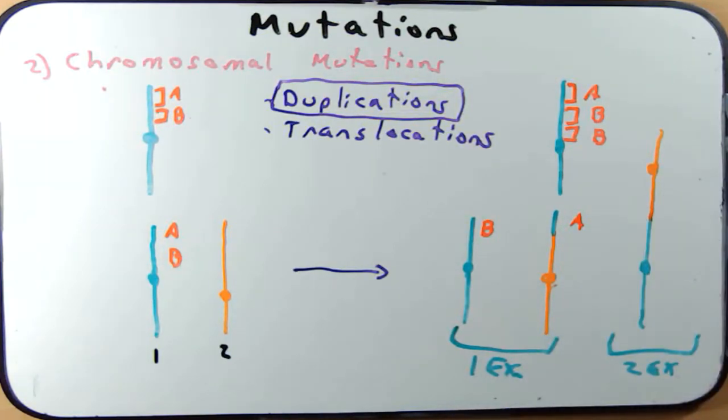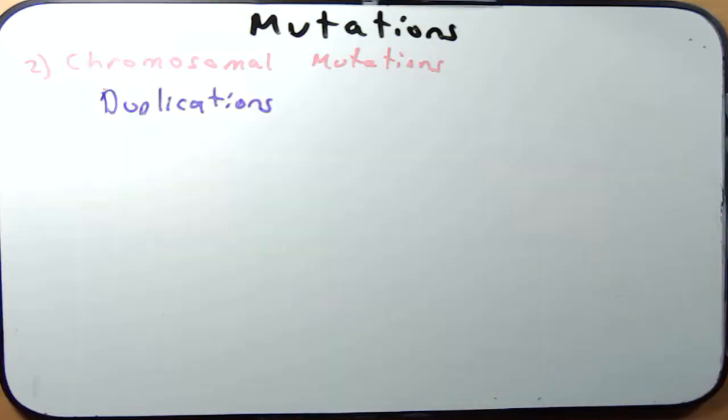Now, when you take genetics, you're going to learn about the other kinds of chromosomal mutations, how they occur, and how they can have impacts on the health of the organism. But I want to tell you why these two particular ones have a role in evolution. So let's begin by talking about duplications.